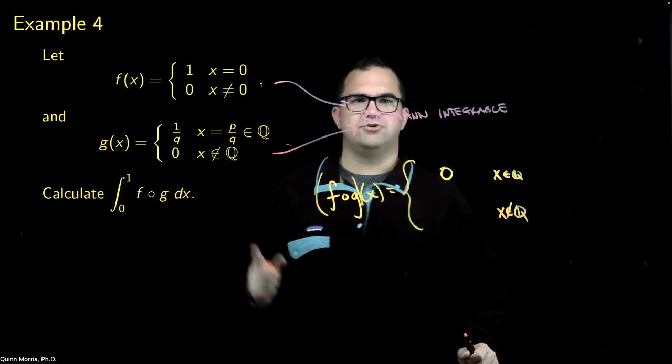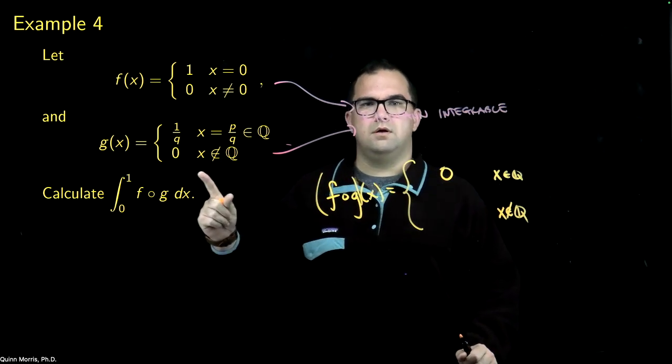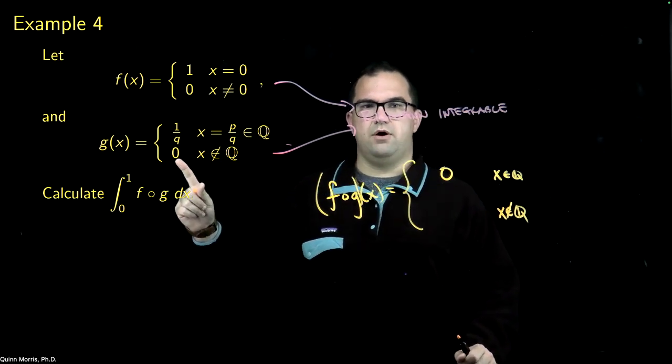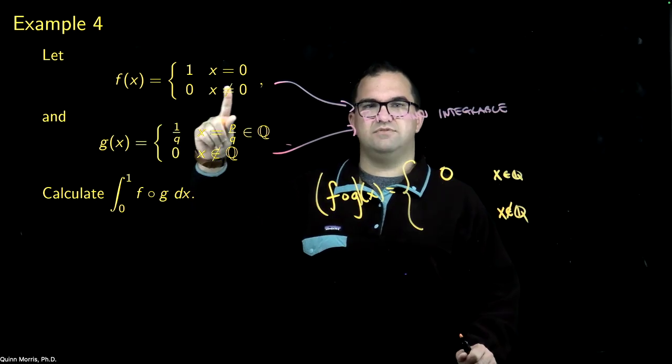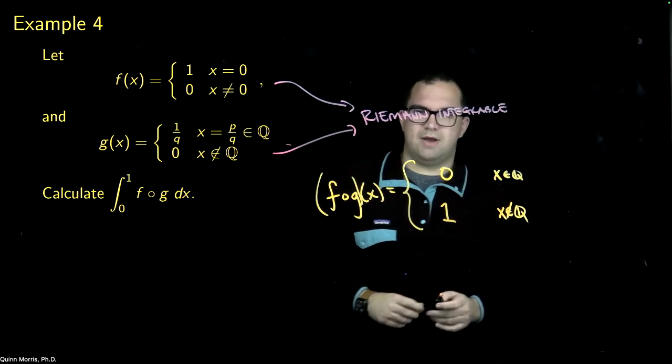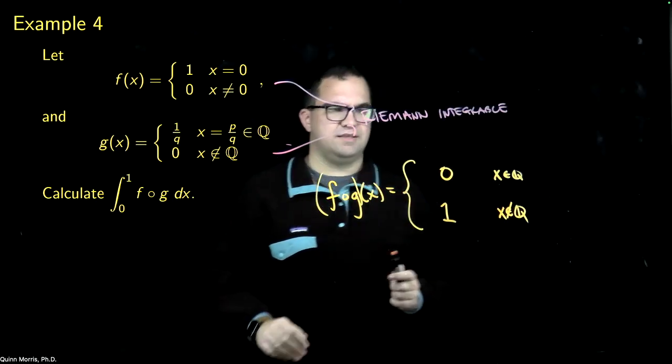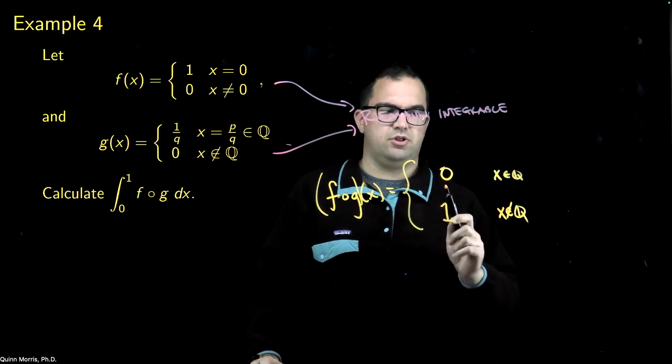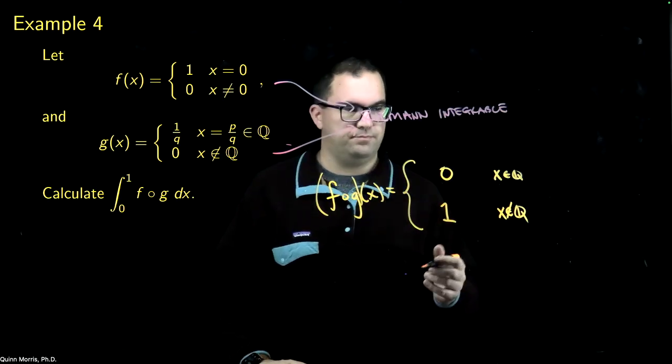Well, if I take an irrational number, g is going to give me out 0. Now I take that and plug it into f. f of 0 is 1. So when I take the composition, I get this function which is 0 if x is rational and 1 if x is irrational.